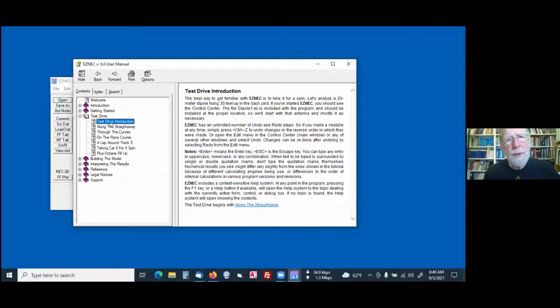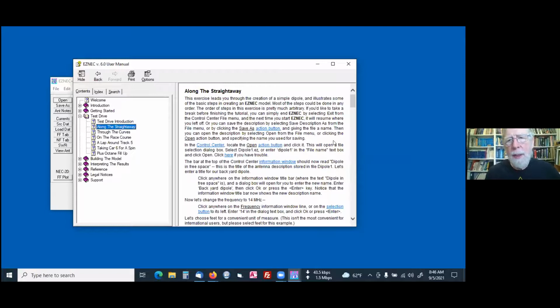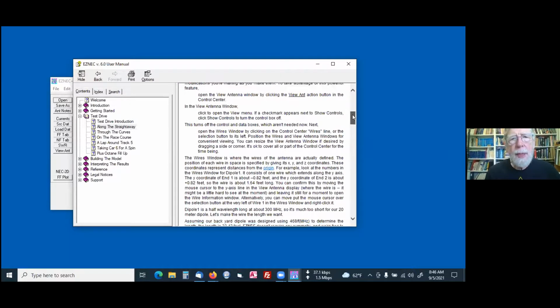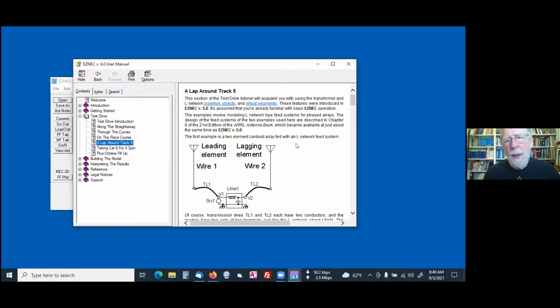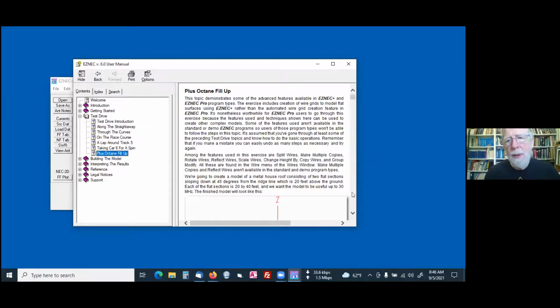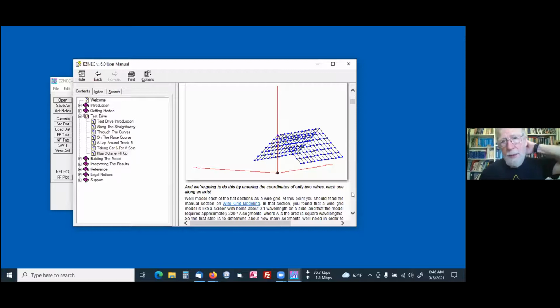In the manual, there's a section called the Test Drive. The Test Drive is a step-by-step tutorial that tells you how to use EZNEC. It has you start out by making a simple dipole, and then you convert it to an inverted V, and so forth. As you go on farther, you'll see sections on things like how to put L networks into your circuit. Finally, the very last section tells you how you can make this metal rooftop model. The program requires you to enter the end coordinates of each wire. Each of these little teeny wires right here is a wire.